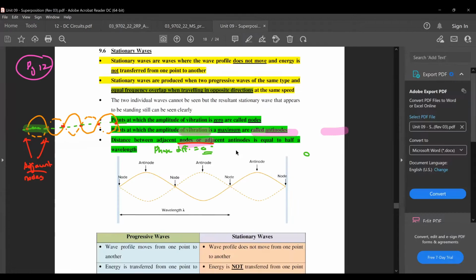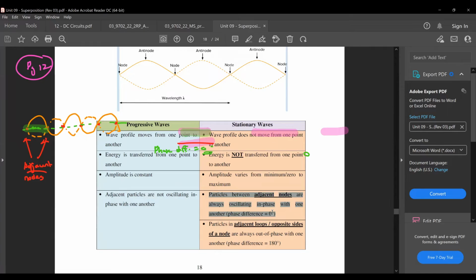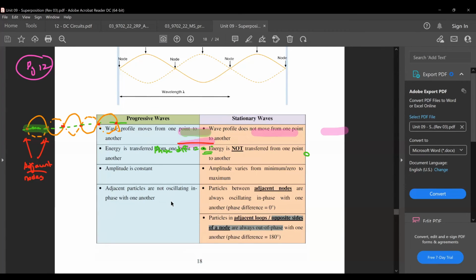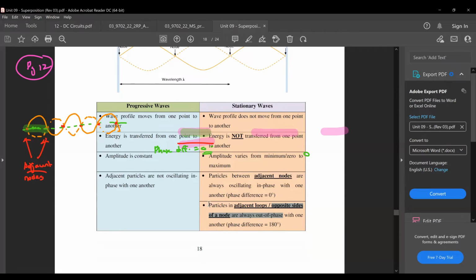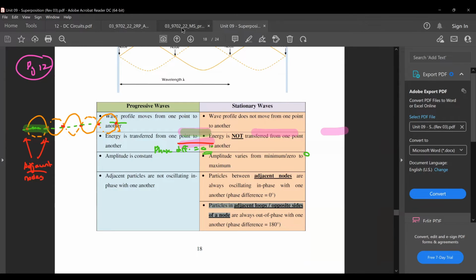So again, you can also find it from the notes I mentioned to you guys before. Particles between adjacent nodes will also always oscillate in phase with one another with a phase difference of 0 degrees. It's only when you're talking about particles in adjacent loops or opposite sides of a node that you have vibration out of phase, or vibration 180 degrees out of phase. Okay, so this is one thing you can see from here. All right, this is from your notes also. Okay, so that one is okay.